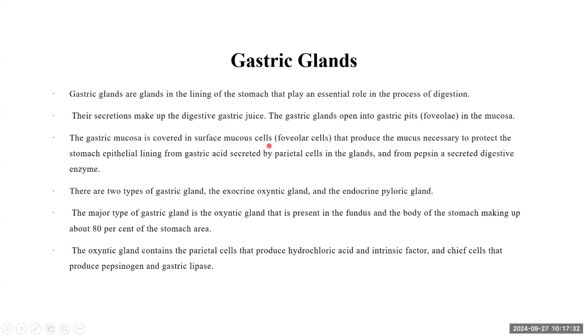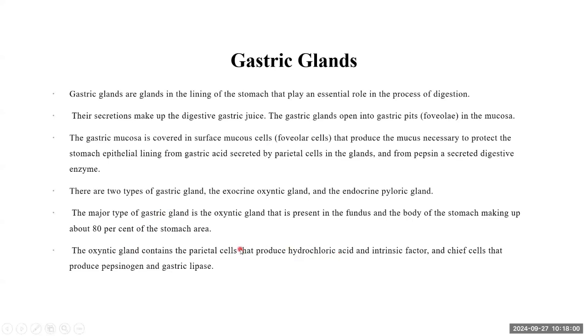Next, there are two types of gastric glands: the exocrine gland and the endocrine gland. The exocrine gland is a major gland which covers almost 80% of the stomach area. Then comes the oxyntic gland that contains parietal cells that produce hydrochloric acid, the acid that digests protein or fat or our food or different components.